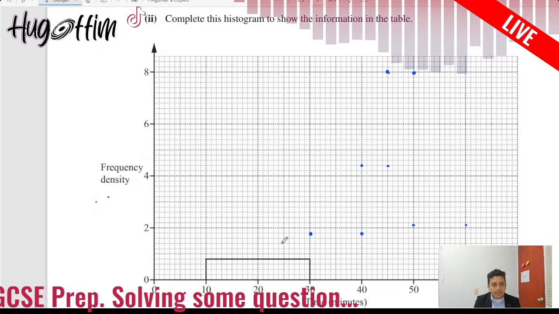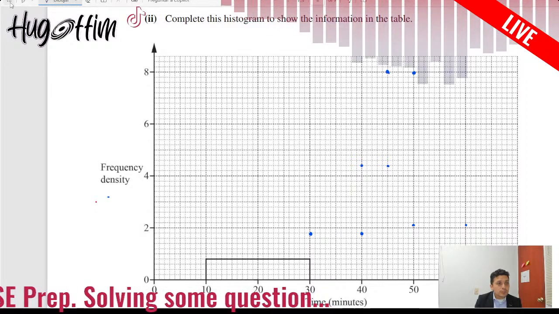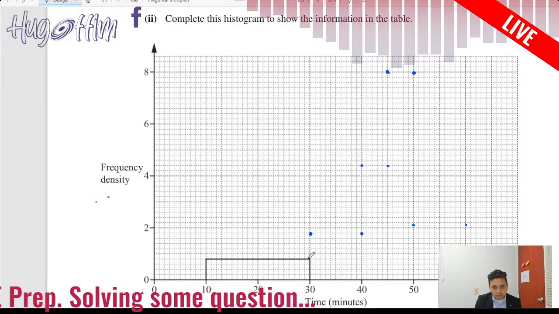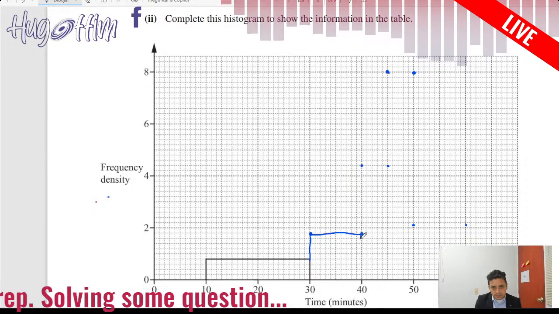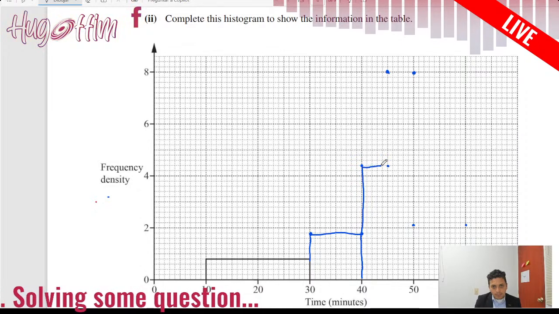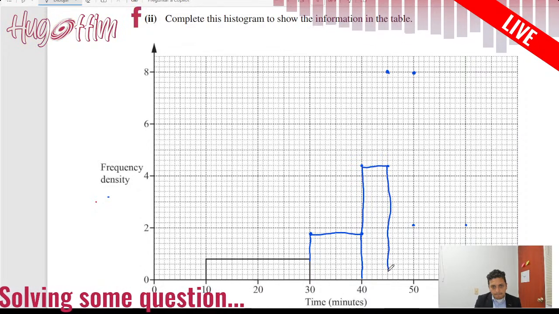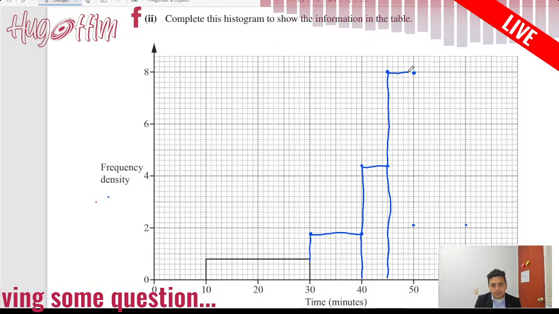Just verify the scale. I'm just going to draw. I don't have a ruler here. Unfortunately, there's no way to put a ruler in this program, so I'm not going to remember to use a ruler in these exercises. So the frequency density is here.